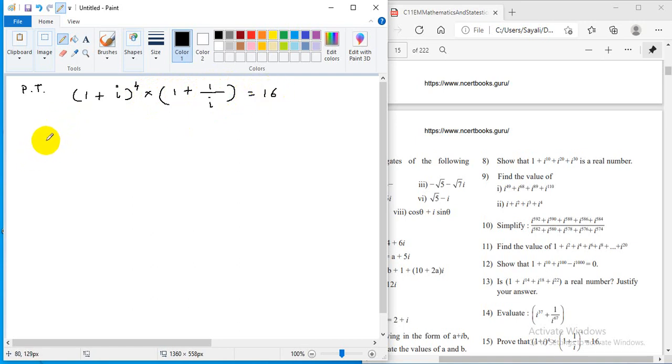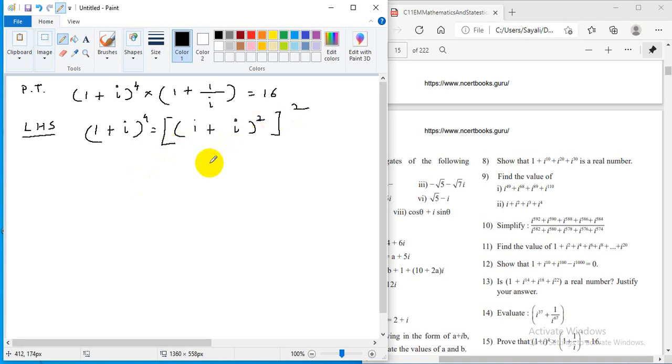Now how to do that? See, LHS, if you start with, it is (1 + i)⁴. Now how to calculate (1 + i)⁴? You know, first we have to calculate (1 + i) squared and again make the square of that. So it will be totally power 4. तुम्हाला माहिती आहे घातांकांचा घातांक म्हणजे गुणाकार करतो आपण.